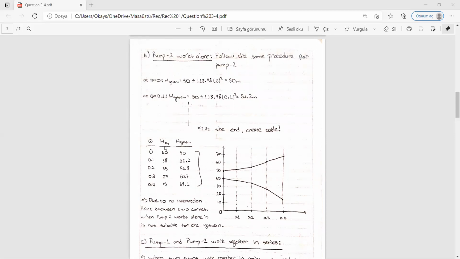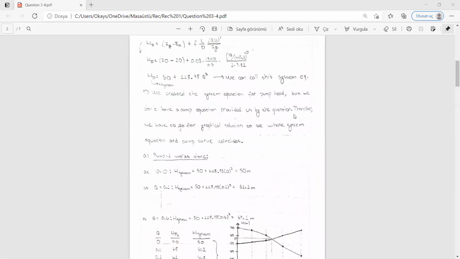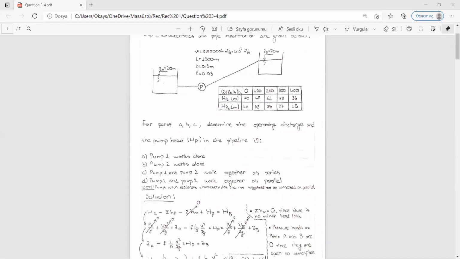But these values will change because this time we are using pump 2. So let's check. Let me show you. I wrote here 40, 38, 35, 27, and 15 for 0, 0.1, 0.2. These are meter cube per second. Here, the question gave us liter per second. This is why it is 100 here, but below, it's 0.1.